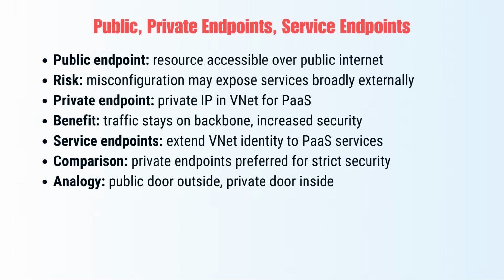On this slide, we'll clarify three related but distinct concepts: public endpoints, private endpoints, and service endpoints for Azure services. A public endpoint is an IP address reachable over the public internet. Many Azure PaaS services, like storage accounts or web apps, originally exposed public endpoints so clients anywhere could connect. While convenient, public endpoints can increase your attack surface if not secured properly. A private endpoint provides a private IP address inside your VNet for a PaaS service. With private endpoints, traffic between your resources and the service flows over the Azure backbone, not the public internet.